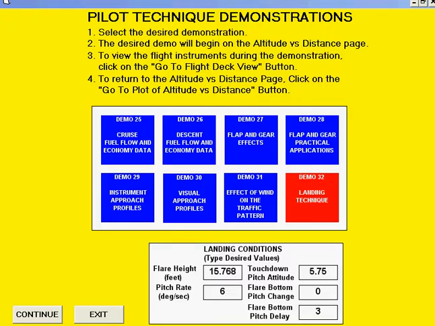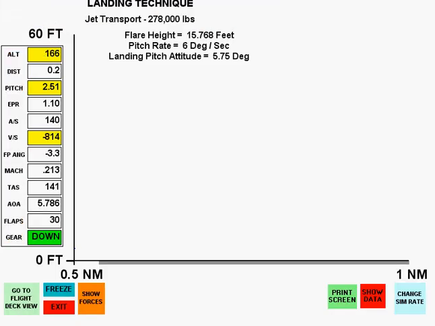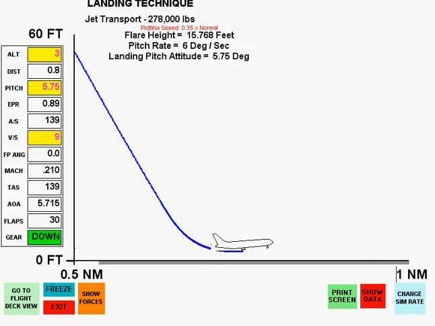This demonstration shows flare height and pitch rate errors resulting in a float prior to touchdown. The touchdown distance will be approximately 860 feet longer than the theoretical perfect landing.